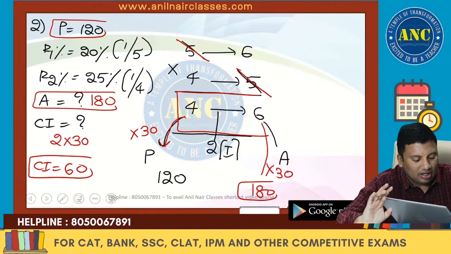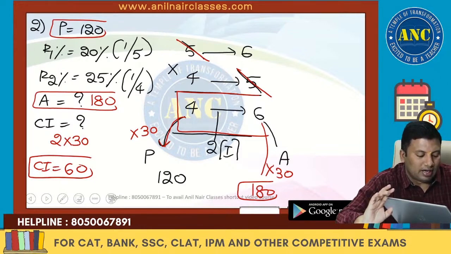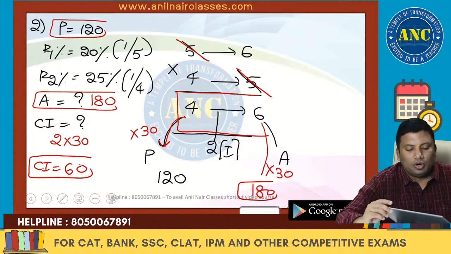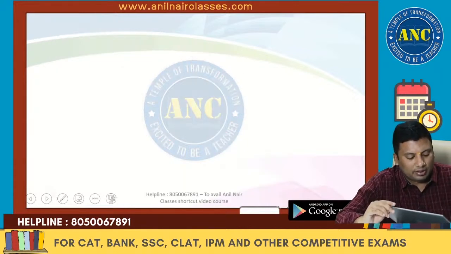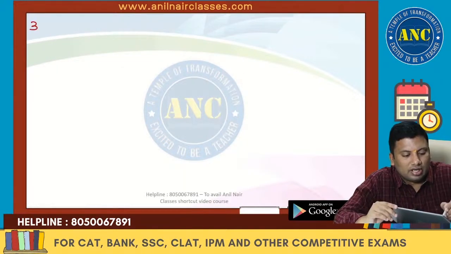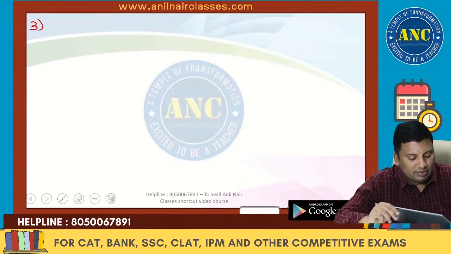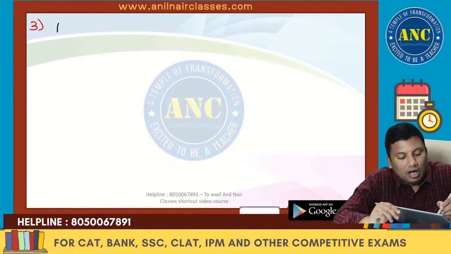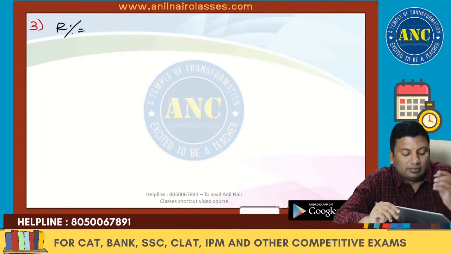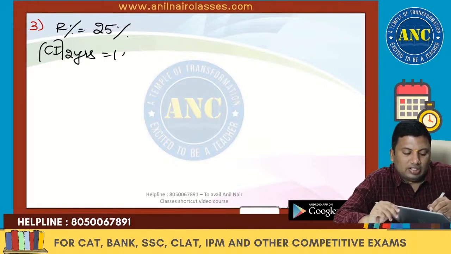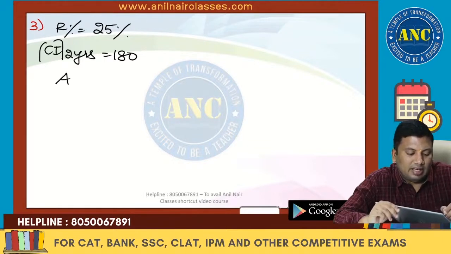Second question done. Third question. One by one, slowly we will grow in our concept. Third question, listen carefully. R1 is 25 percentage. CI for 2 years is nothing but 180. Find the amount and find the principal.